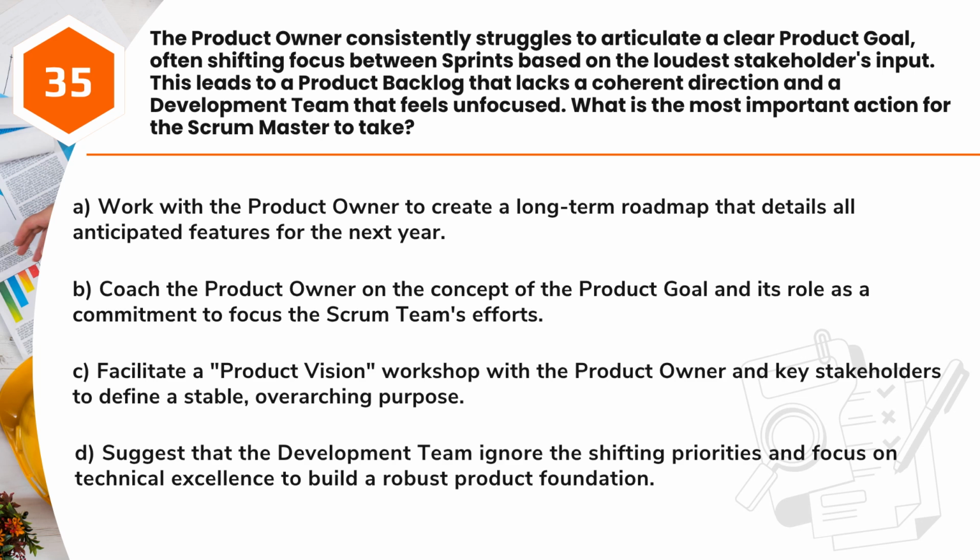A. Work with the product owner to create a long-term roadmap that details all anticipated features for the next year. B. Coach the product owner on the concept of the product goal and its role as a commitment to focus the Scrum team's efforts. C. Facilitate a product vision workshop with the product owner and key stakeholders to define a stable, overarching purpose. D. Suggest that the development team ignore the shifting priorities and focus on technical excellence to build a robust product foundation.